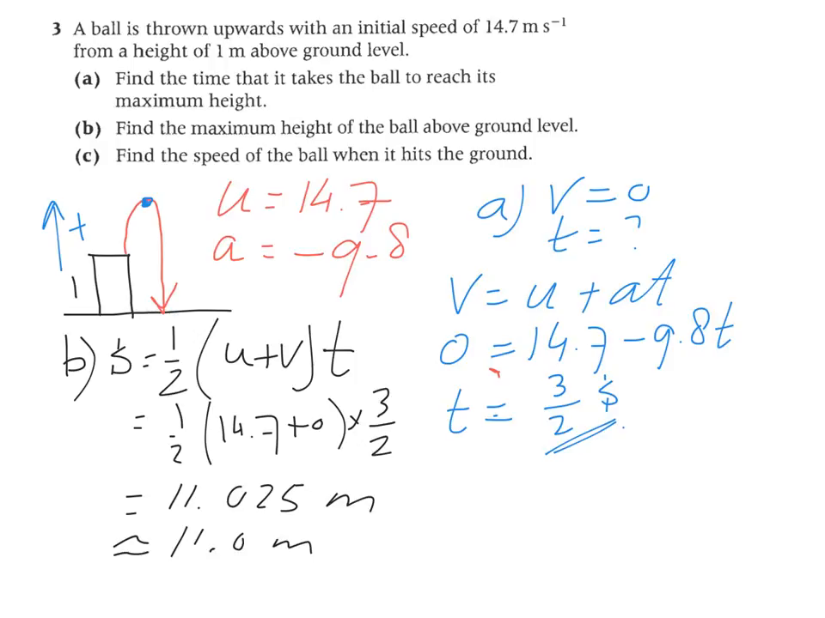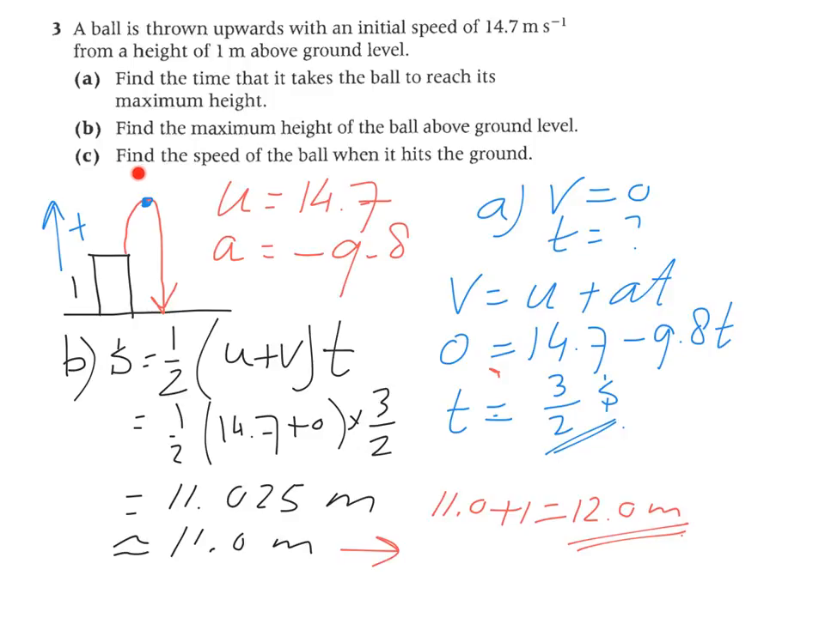Okay, but that is the distance between where it is thrown, there on top of the table, to its maximum height. But you need to realize that that is already 1 meter above ground level. So what do I have to do to get my final answer? I have to do 11.0 plus 1, so 12.0 meters. Its maximum height from ground level is 12.0 meters.